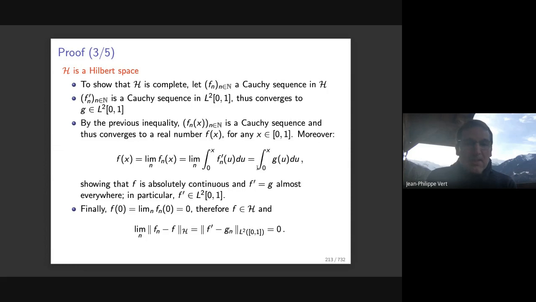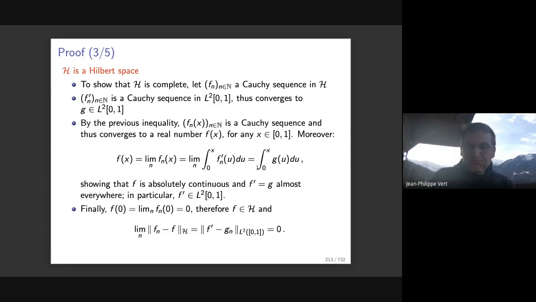And finally, let's conclude by showing that f as a function is a limit of the sequence fn in capital H. For that, we need to compute the limit of the distance between fn and f in the space capital H. But by definition, this distance is equal to the L2 distance between f prime and gn, which is equal to f prime n, and therefore this goes to zero because we have convergence of f prime n to g in L2.